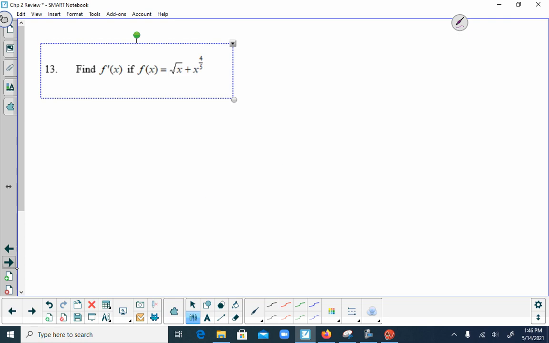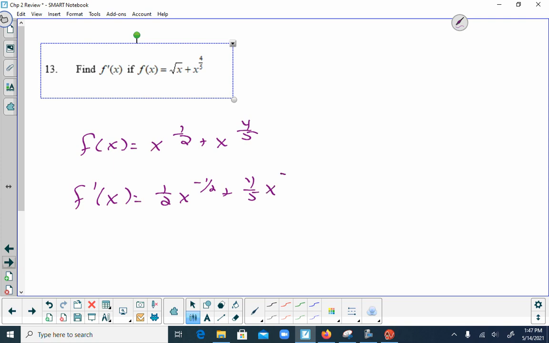Next one, find the derivative if f of x is equal to that. I just want to see if you can rewrite it as x to the 1/2 plus x to the 4/5. So when I find the derivative, I'm going to have 1/2 x to the negative 1/2 plus 4/5 x to the negative 1/5, because 4/5 minus 1 would be negative 1/5. Writing it without a negative exponent, I'm going to have 1 over 2x to the 1/2 plus 4 over 5x to the 1/5. So make sure you know that that negative only goes to the x and not to the entire fraction.